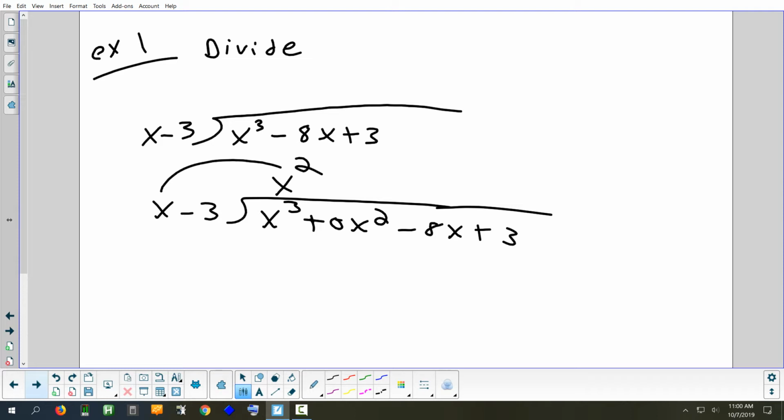Peregrine, what's x squared times x? X to the third. X to the third, and we're going to put it in the x to the third column. Sam, what's x squared times negative 3? Negative 3x squared. Yep. And now you can see why we had to put in the 0x squared, so we had a column. Okay, that's it for step 3. Questions on that?